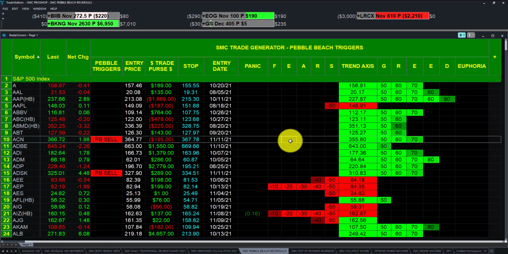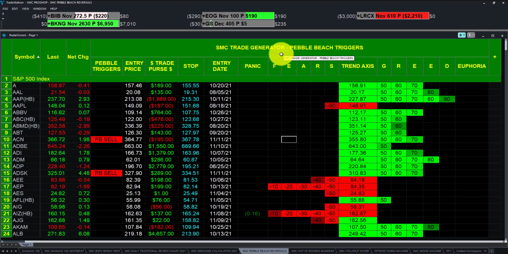And we put these options on without any regard to a chart. No need to even look at a chart. So let me first review. What we did was we came to this tool right here called the SMC Trade Generator Pebble Beach Triggers.